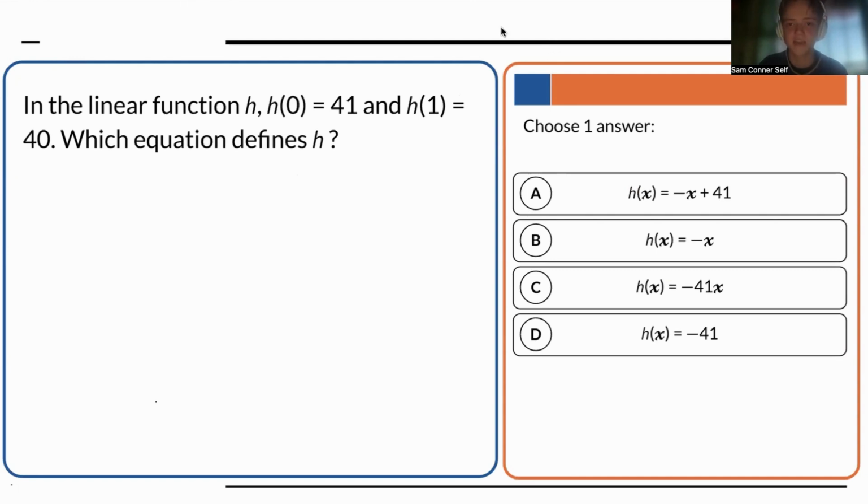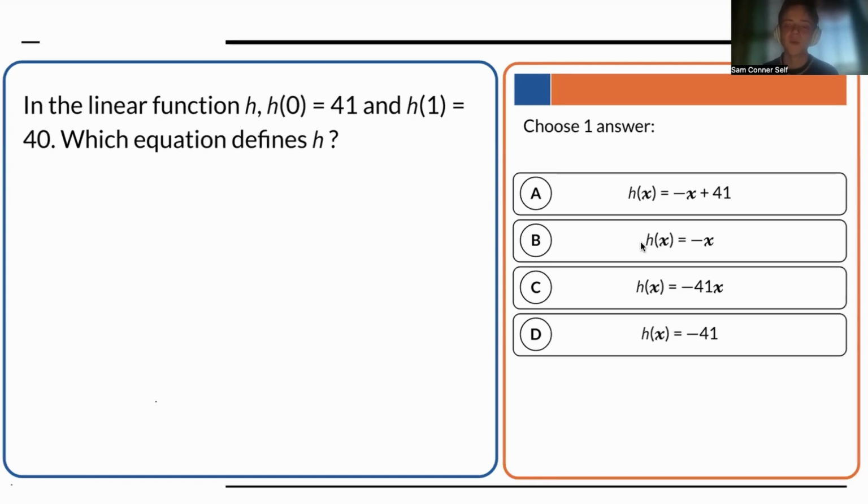So I hear A, yes. I got B. Okay. So this question is about a function, and they don't tell us what the function is, but they say when you plug 0 into this function, it's going to be equal to 41. And then when you plug 1 into this function, it's going to be equal to 40.